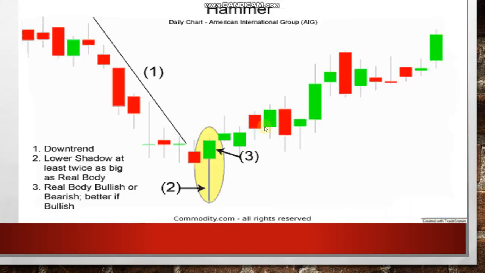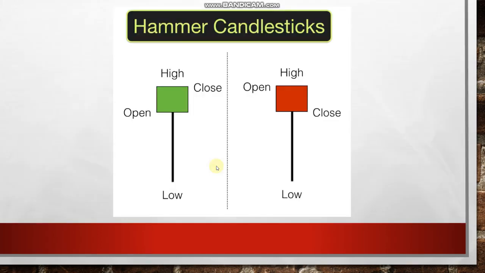This is how a hammer looks. You can see this is a hammer, this is a hammer. So whenever you spot a hammer in a falling market or a downtrend, just be cautious, because there's a high chance, or good probability, that the trend of the market is about to change and the market is about to go up. So this is the main importance of the hammer.